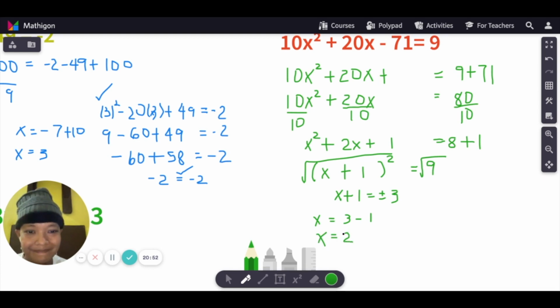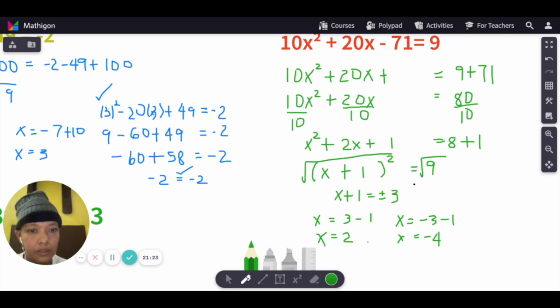Okay? So, the other one, syempre, may positive 3 tayo, may negative 3 po tayo. Negative 3 minus 1. So, your other x is negative 4. Yun po yung roots nung equation nyo.